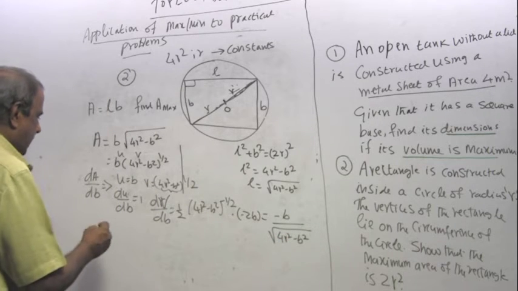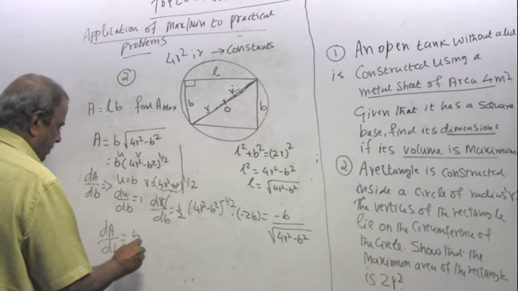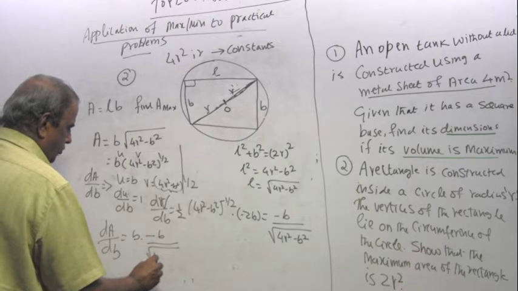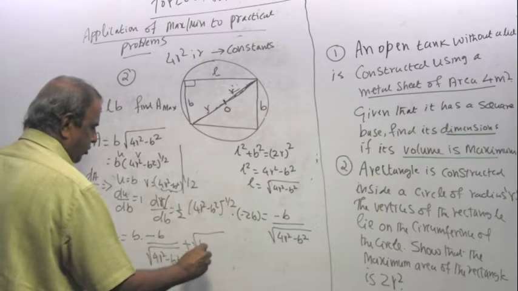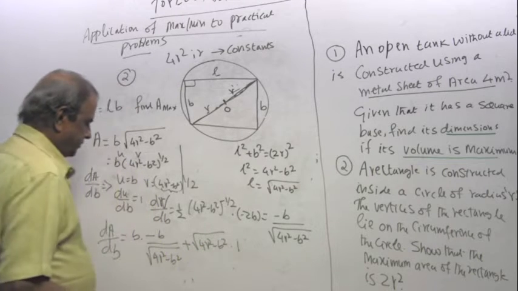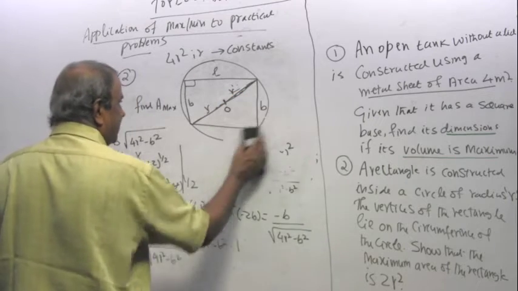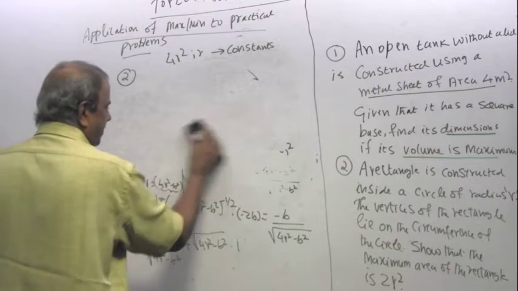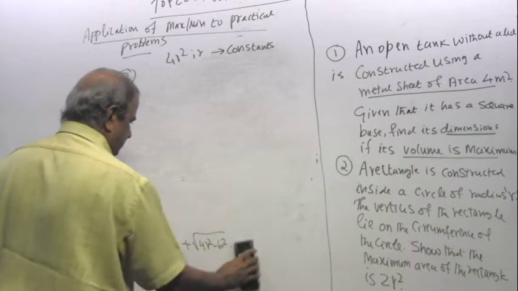So find dA by dB. dA by dB equals u times dv by dB, which is B times dB by dx of minus B over root of 4r squared minus B squared, plus v, which is root of 4r squared minus B squared, times du by dB, which is 1. Alright? I'll rub all these things off because I don't need this anymore. I must show maximum area. We will see that in a minute. So I have all this.